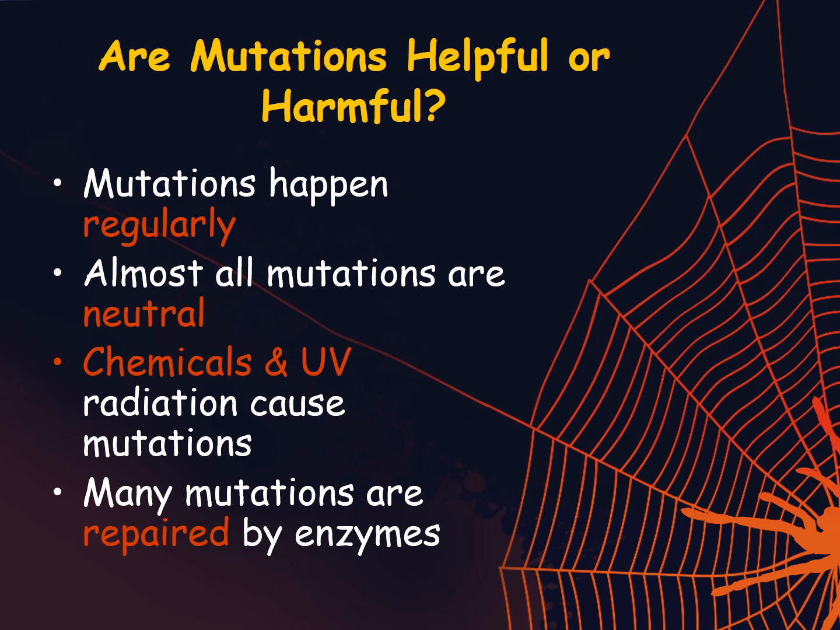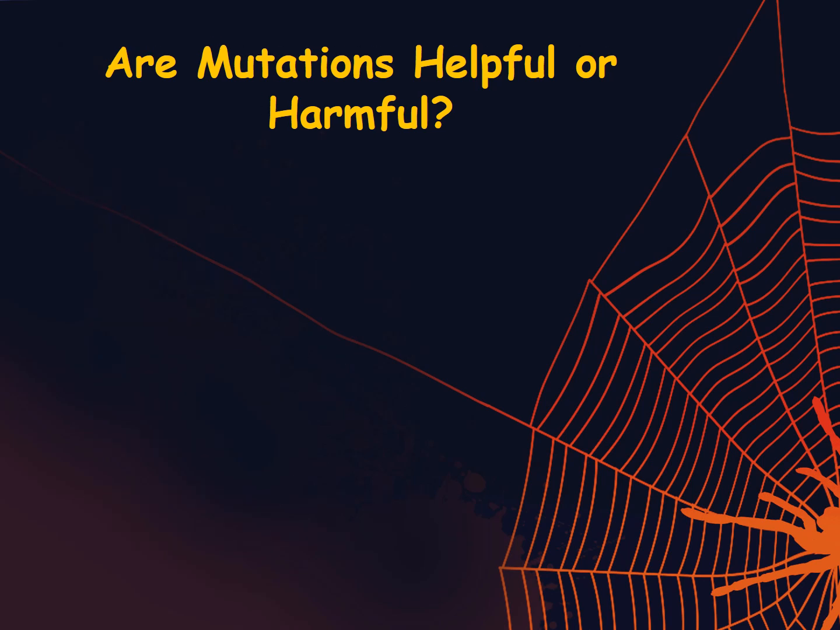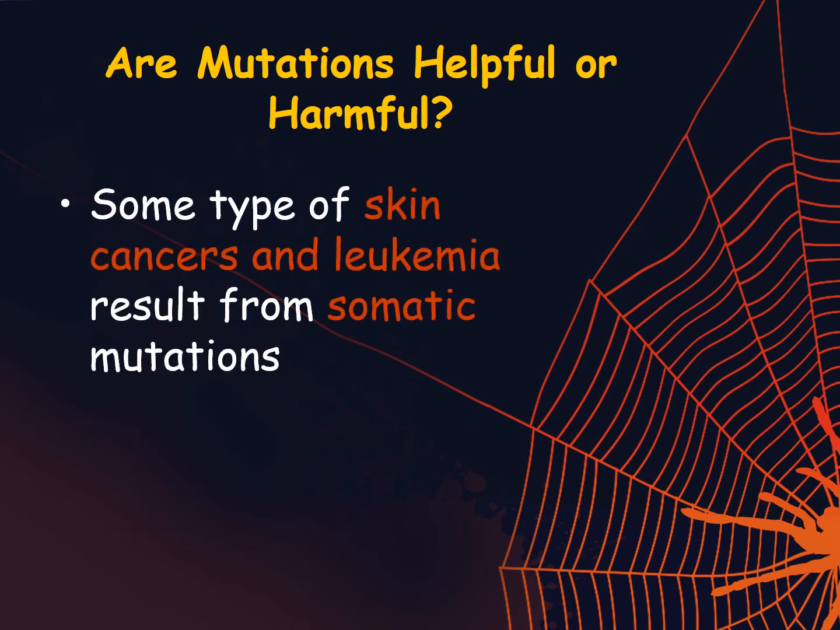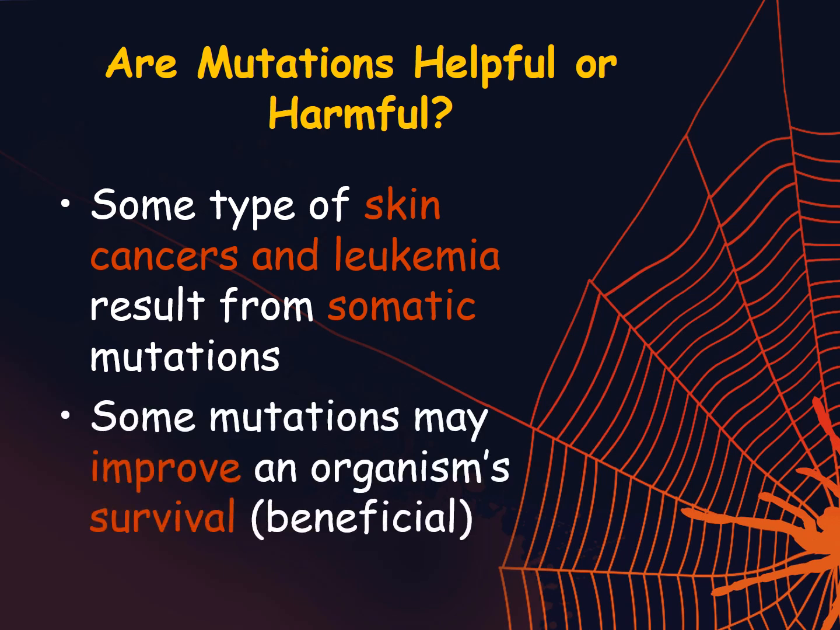And most mutations that do occur get repaired by enzymes that are constantly checking the DNA long before it ever becomes observable. Now, we know that there are some types of skin cancers, leukemia. There are things that come from mutations in the somatic cells that are considered negative. But there are also the possibility that some mutations might actually improve an organism's survival and be considered beneficial.